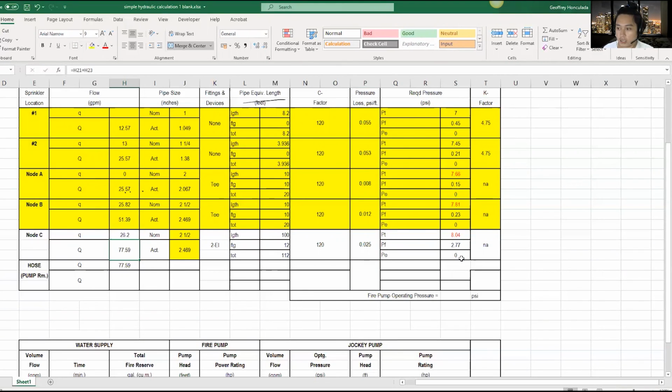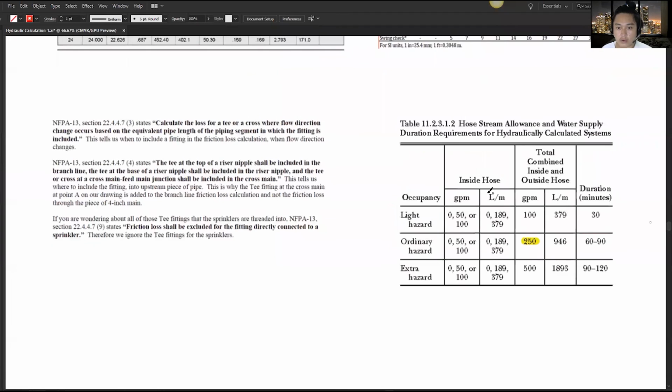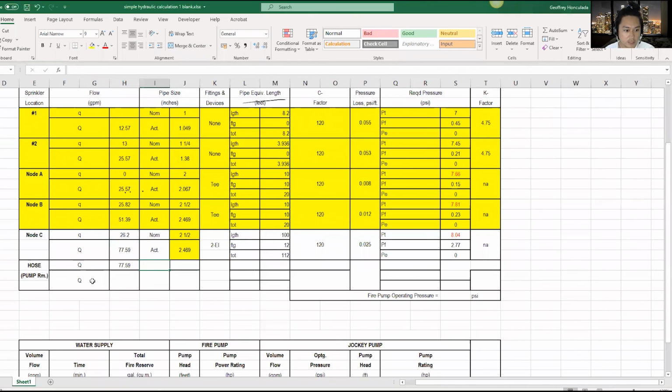All right. I've got another table here. Okay, this is table 11.2.3.1.2. It's still in NFPA 13. We've got an occupancy of light hazard, right? We'll be using the total combined inside and outside hose in GPM. So we've got 100 GPM. So that's actually our inside and outside hose. All we need to do is input that here. That's the flow required. Hang on, this one, 100.